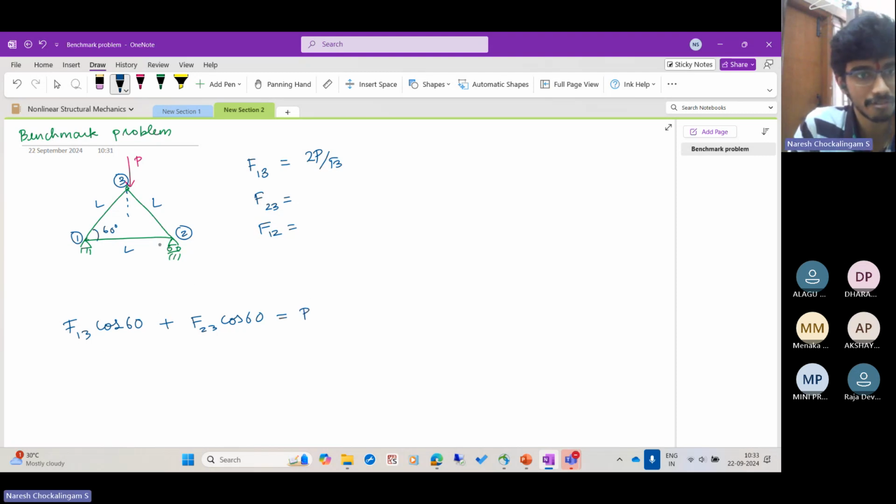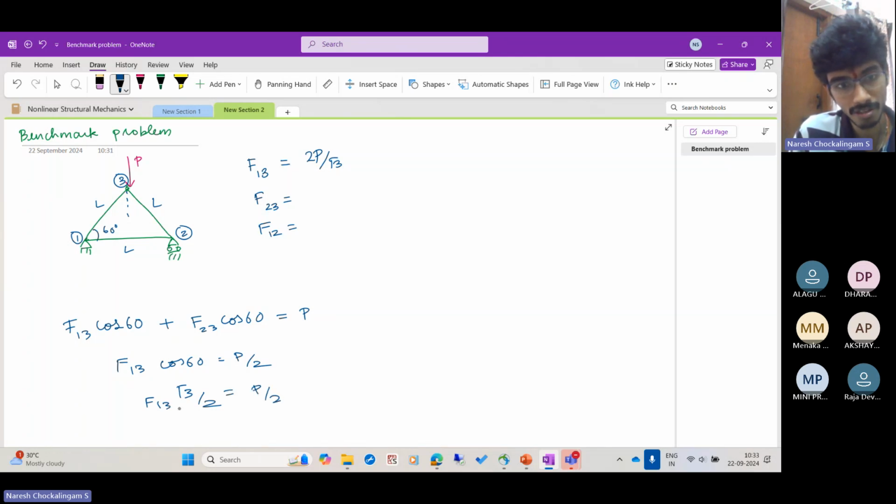But F13 is equal to F23 by symmetry. So you can say F13 cos 60 should be P by 2. But what is cos 60? It is root 3 by 2. So F13 root 3 by 2 is equal to P by 2. So F13 is 2P by root 3, shared by the 2. So 1 will be half of it. So it is P by root 3. So F23 is also P by root 3.